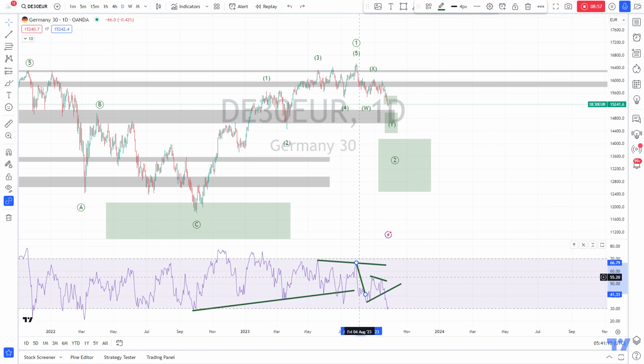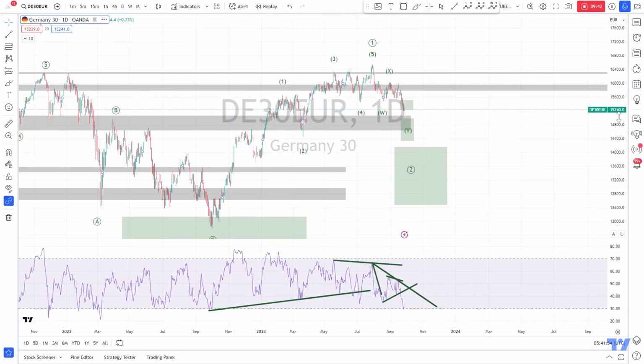I'm sorry, I want to keep this one, but I will clone it. This is also something that needs to happen to give us some certainty that this corrective move is over. We need to break this cycle here. So this here is a downward cycle, WXY, and this actually has a very nice pattern here in RSI. And we need to break this cycle to have some kind of confirmation that we are going up again.